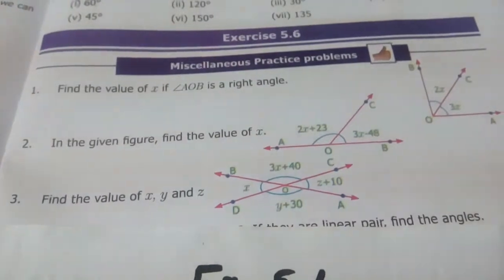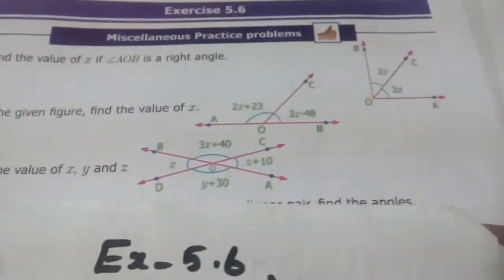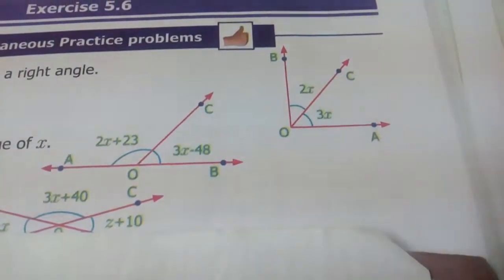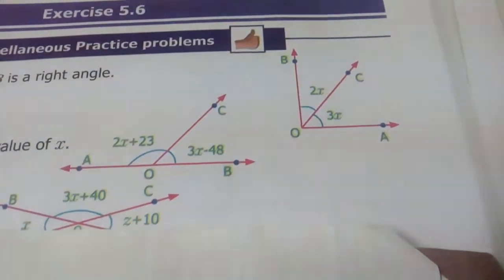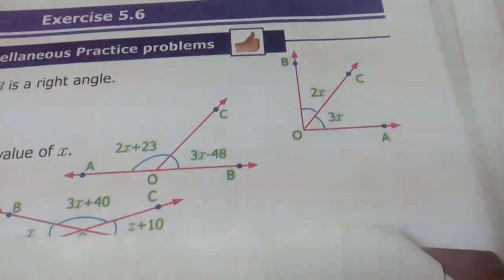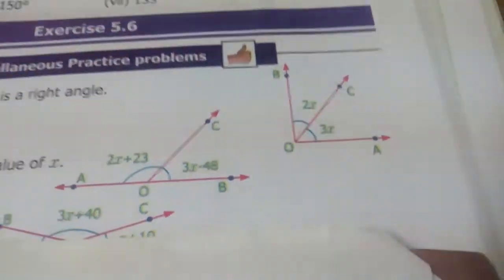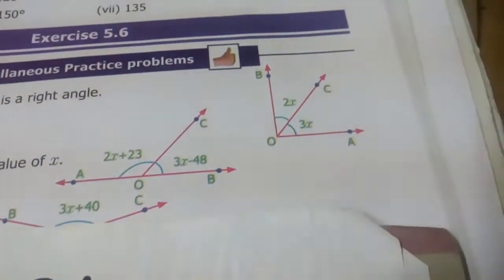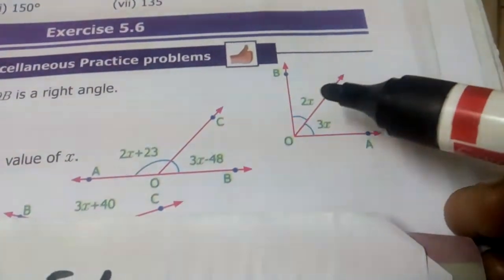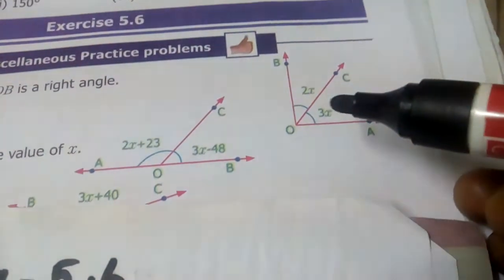The first question is, find the value of x if angle AOB is a right angle. You can see the figure. Okay, this is the figure which is given. Angle BOC is 2x and angle COA is 3x. Is it clear? They are asking us to find the value of x.